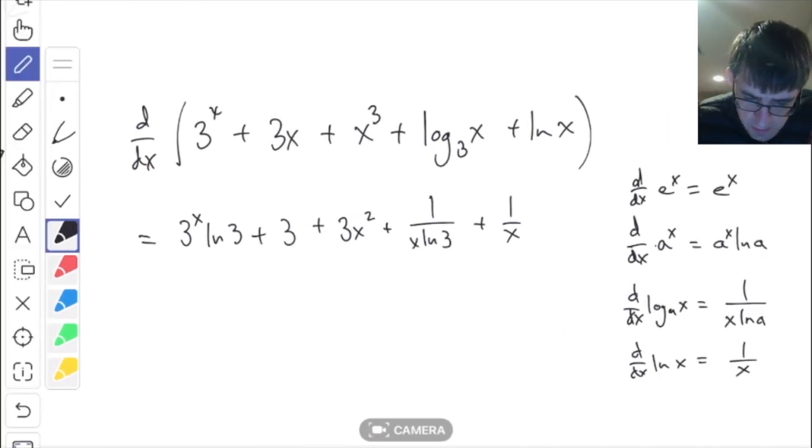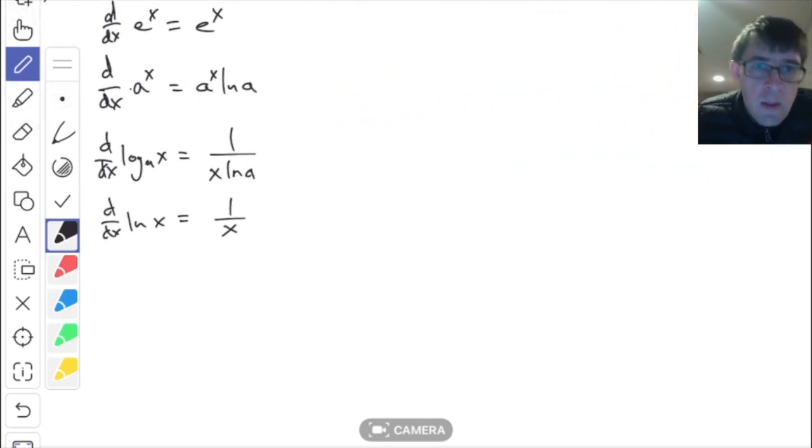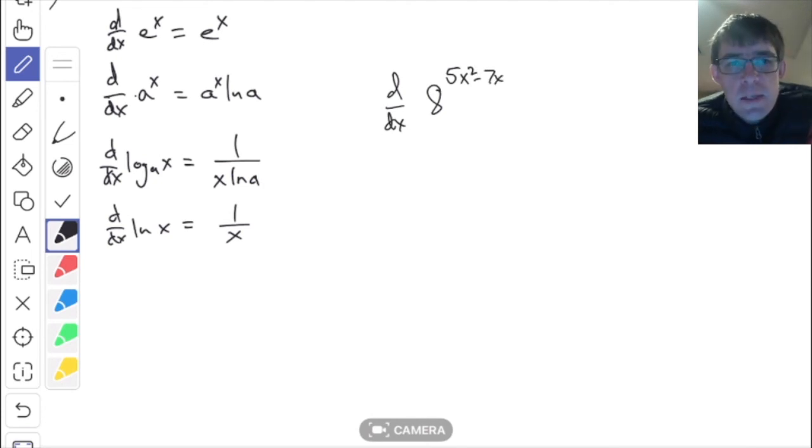Let's try one that's a little more interesting. I'm going to try and leave those formulas. Maybe I'll put them over here. Let's try the derivative of, how about 8 to the 5x squared minus 7x. How about that? 8 to the power 5x squared minus 7x, the derivative.